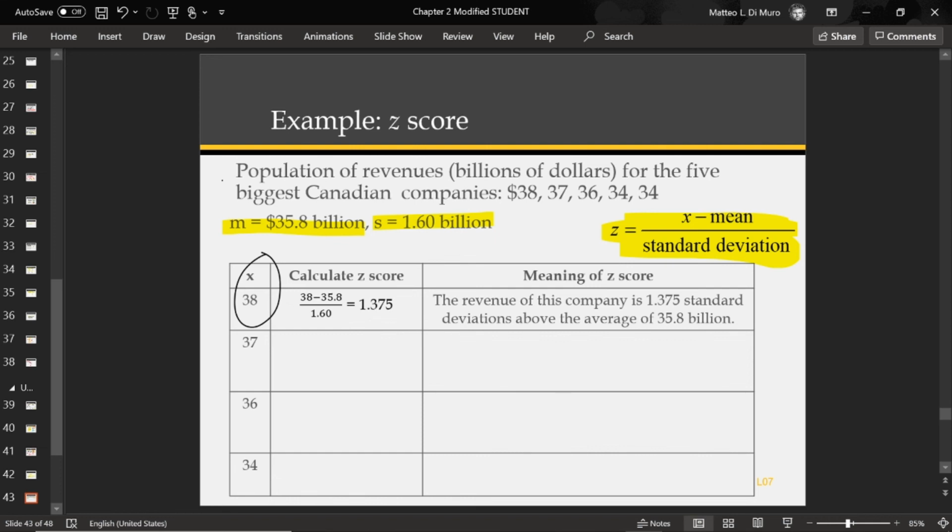So what does it mean? Well, it means that in this sample, if your company is making 38 billion, you are 1.375 standard deviations above the average. So it just quickly tells us that you're doing pretty good, right? Remember, if it's a normal distribution, 1 standard deviation above the average means that you're already doing better than 68%, right? That rule, 68, 95, 99. So it just gives you an idea of where it's landing in that data set.